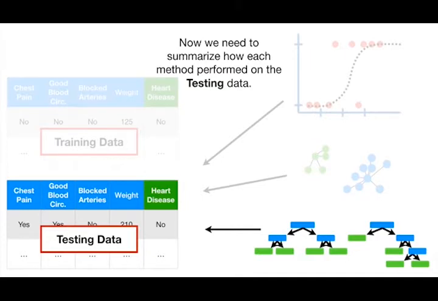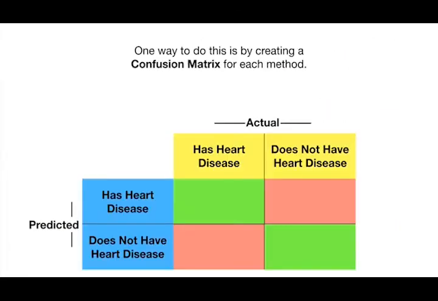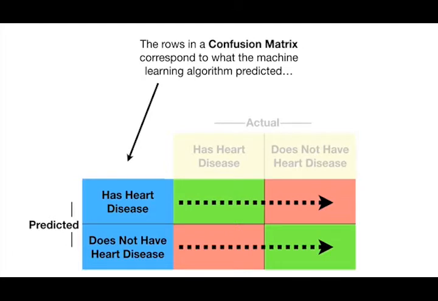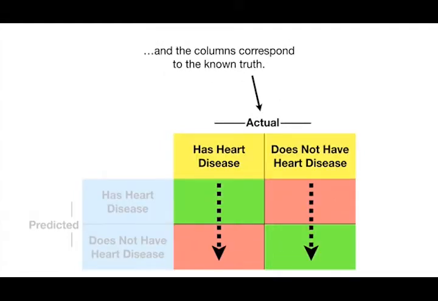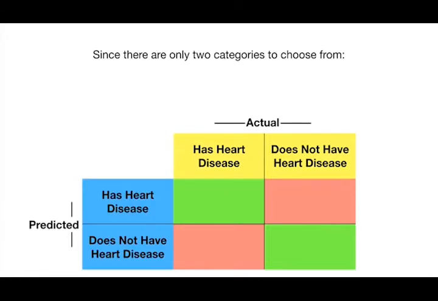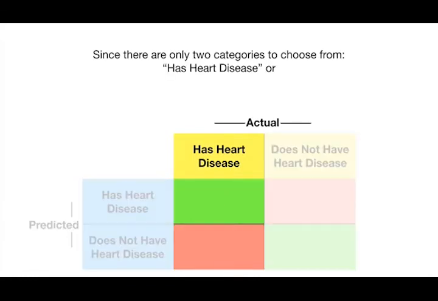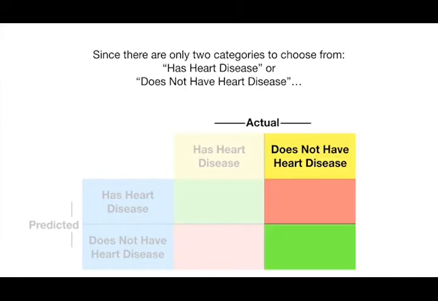Now we need to summarize how each method performed on the testing data. One way to do this is by creating a confusion matrix for each method. The rows in a confusion matrix correspond to what the machine learning algorithm predicted, and the columns correspond to the known truth.